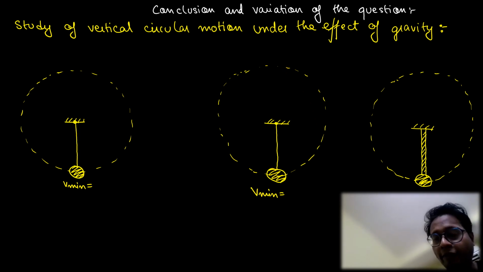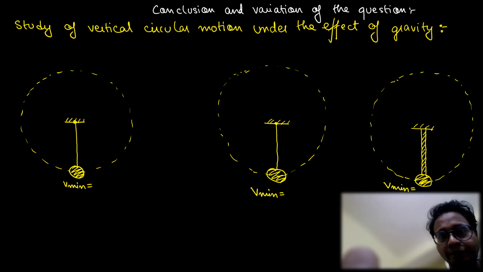And the third kind of question out here is: what is the minimum velocity so that this bob reaches the topmost point, or completes the circular orbit? The only difference in the third case, different from the first two, is that in the first two I have used strings or rope, whereas in the third case I have used a massless rod. This is a massless rod, and attached to it is a pendulum bob.